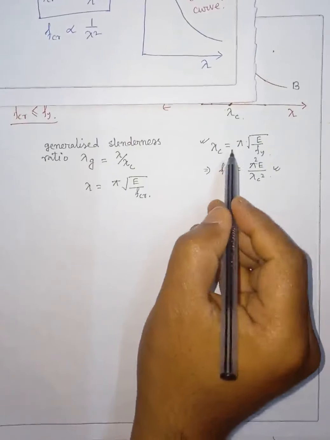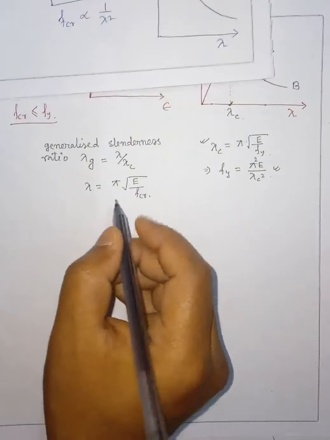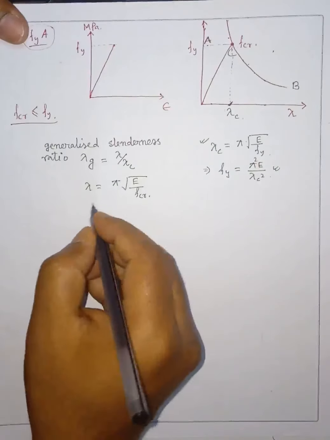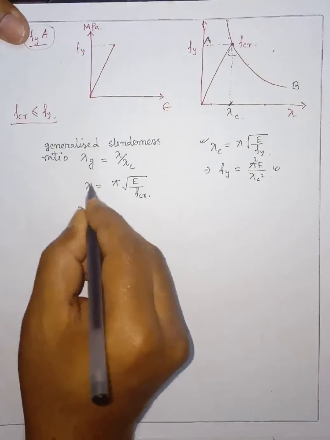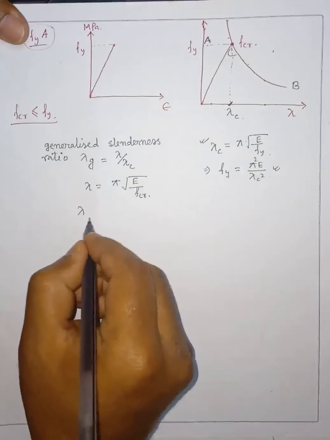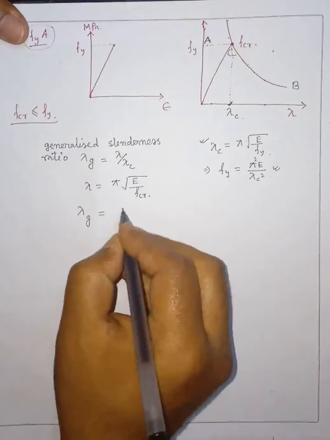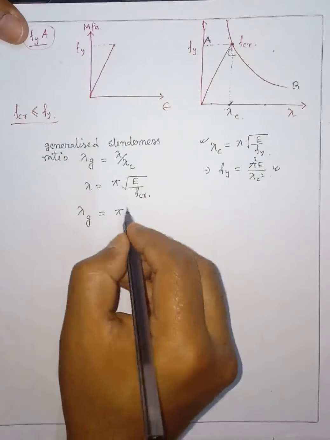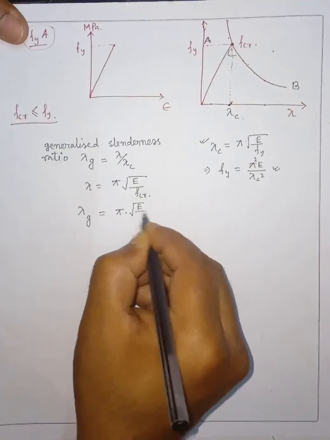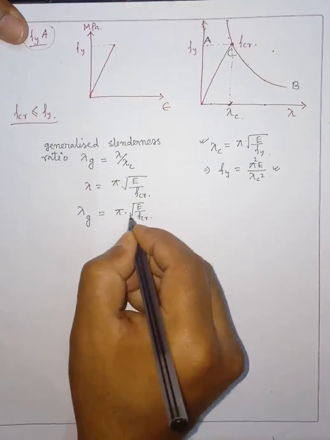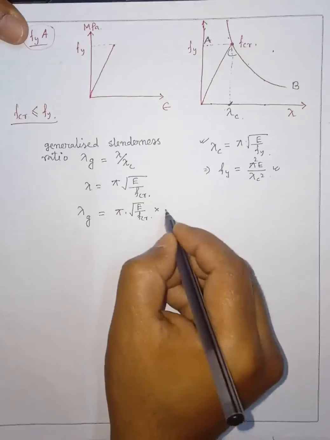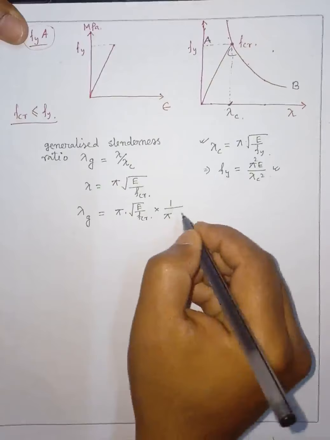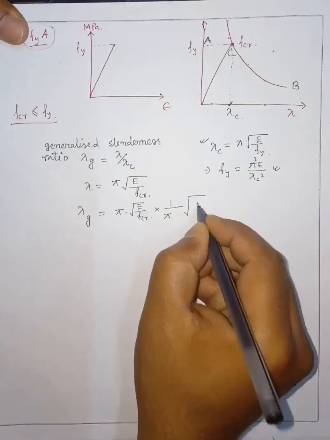Okay, similar to this equation. If I put this lambda and lambda c in this equation, lambda g will be pi, E by FCR, into, it will be just reverse, pi 1 by pi root under lambda c.